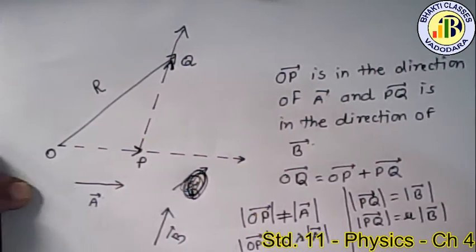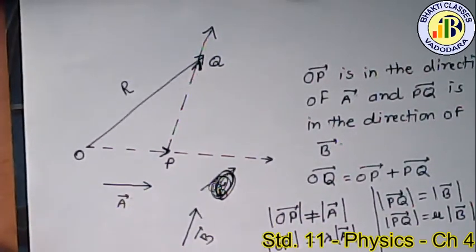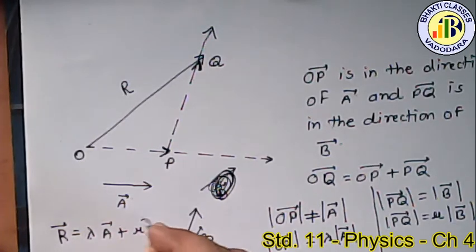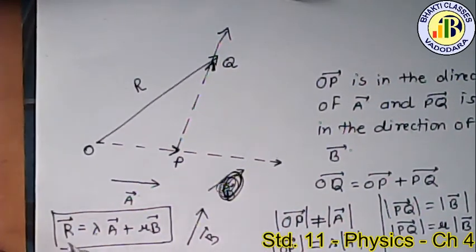So if I would like to write the vector addition, that is, if I would like to represent R, then I have to write vector R is equal to nothing but lambda times vector A plus mu times vector B. So this is nothing but resolution of vector R in the direction of vector A and vector B.